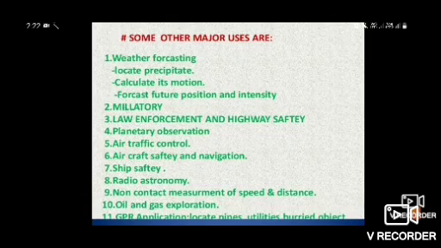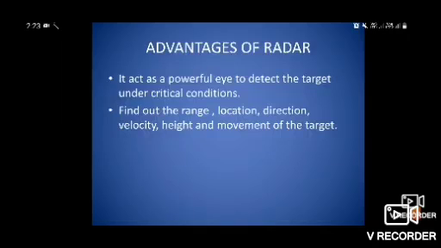That means whenever we are passing through states outside our own, we have no idea about that particular state, and we do not know any locations. To know about a particular location also, the radar is mostly used. Okay, these are the main uses of radar.